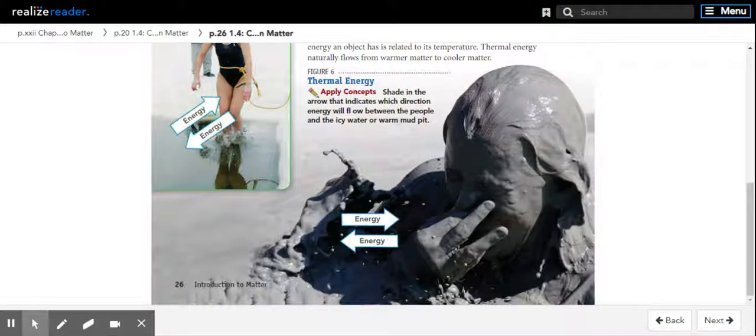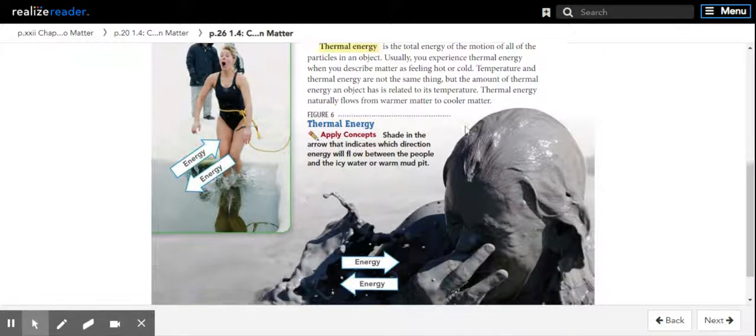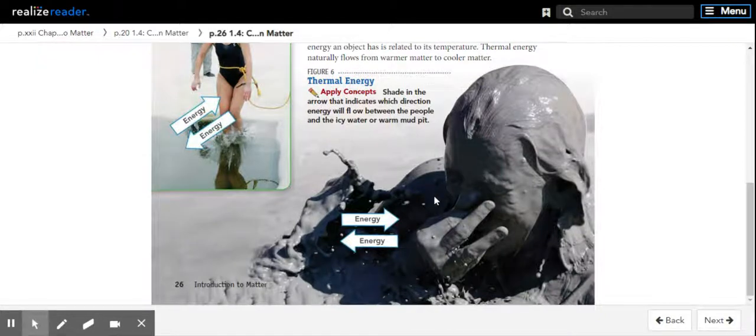Shade in the arrow that indicates which direction energy will flow between the people and the icy water or the warm mud pit. So here we've got a lady jumping into icy water. Is the energy going to flow from her into the water or from the water into her? Remember, thermal energy naturally flows from warmer matter to cooler. And then the same with this warm mud pit. Is it going to flow out or flow in?